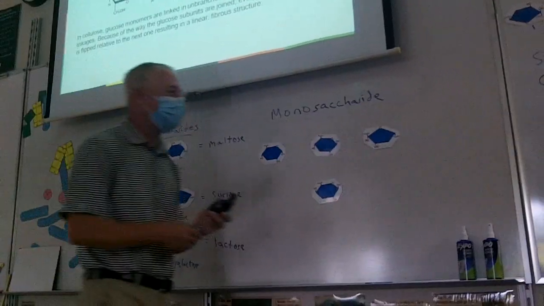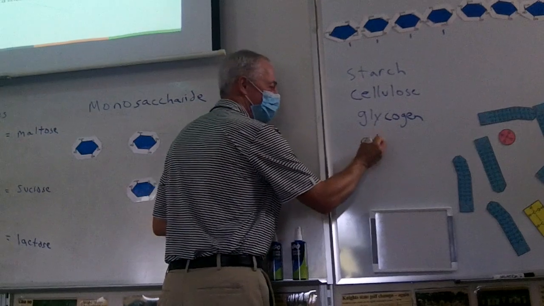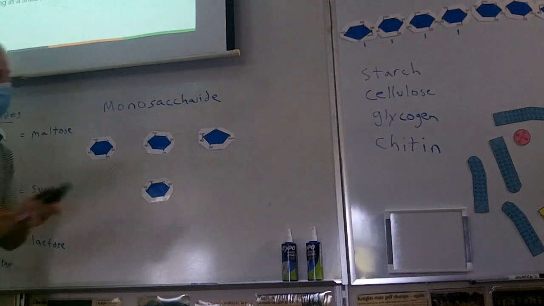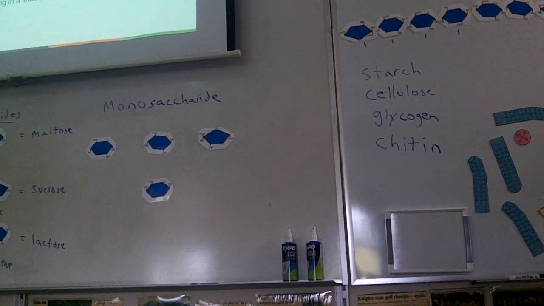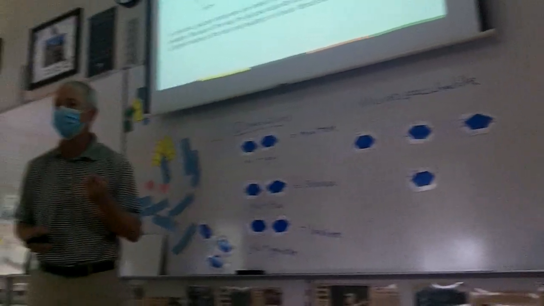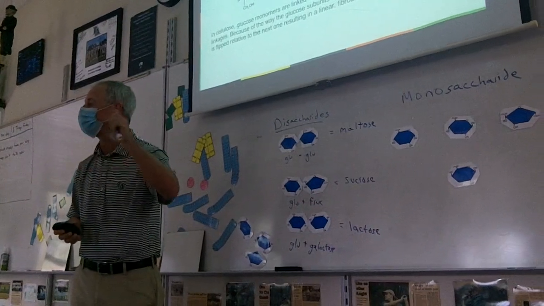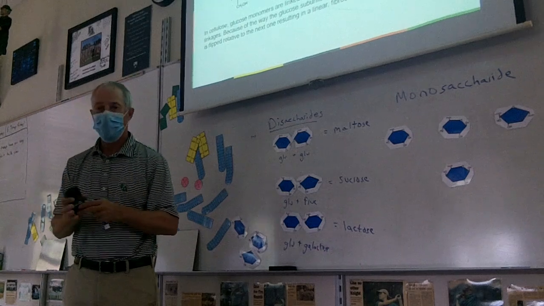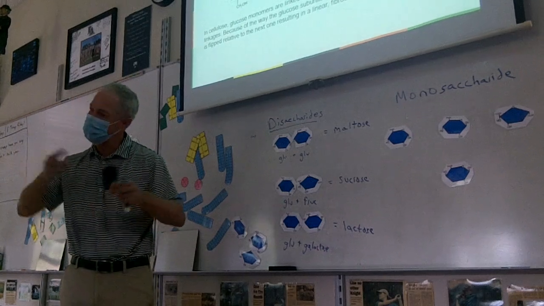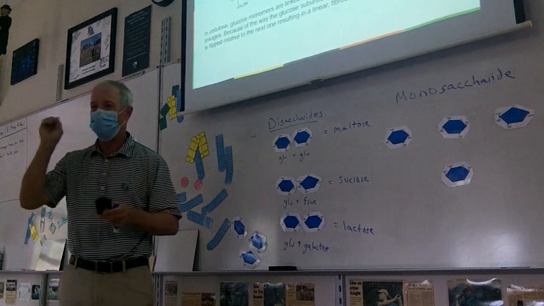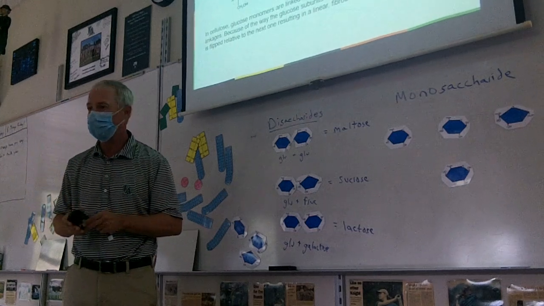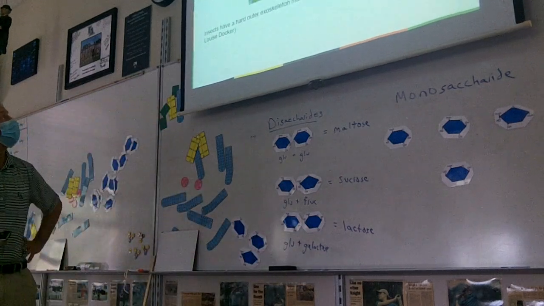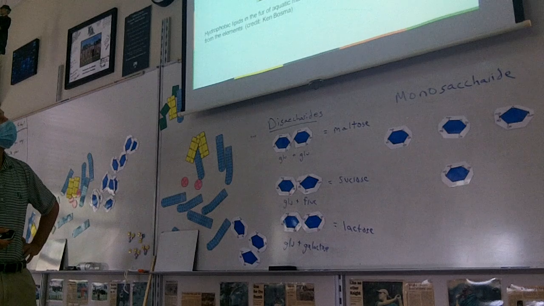And then the last one that you'll hear about in biology is chitin, also known as chitin. You can say it either way. I like to say chitin, I don't know why. But anyway, chitin is a tough molecule that makes up the cell walls of fungi. A fungus has tough cell walls too, but it's a different structure than plant cell walls. And it's called chitin. Okay?